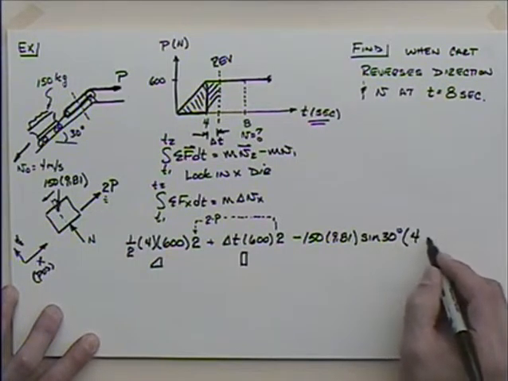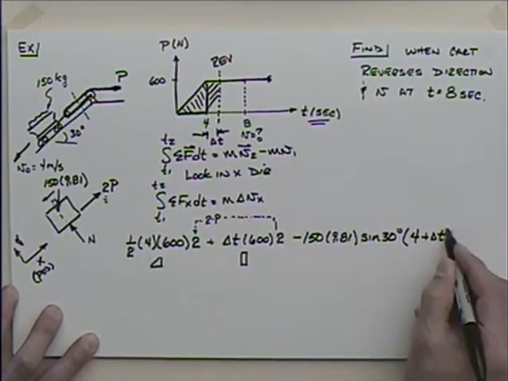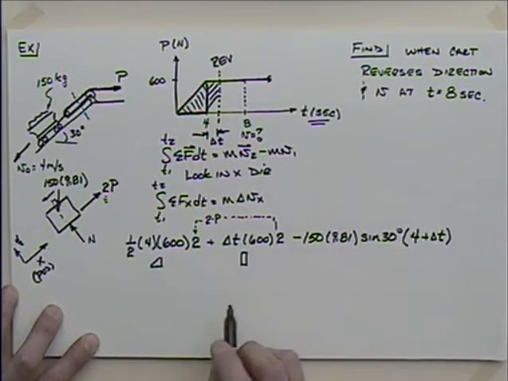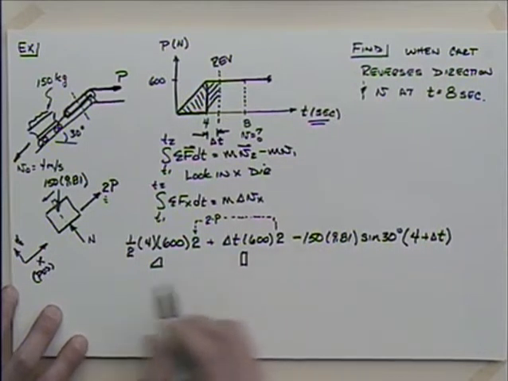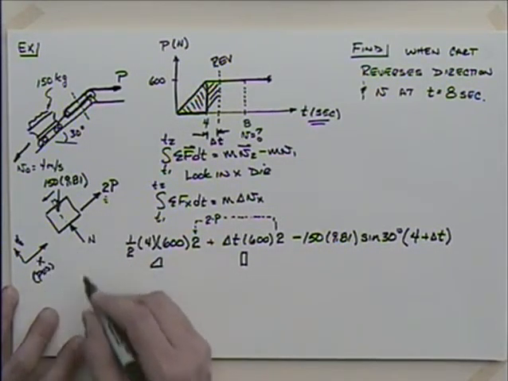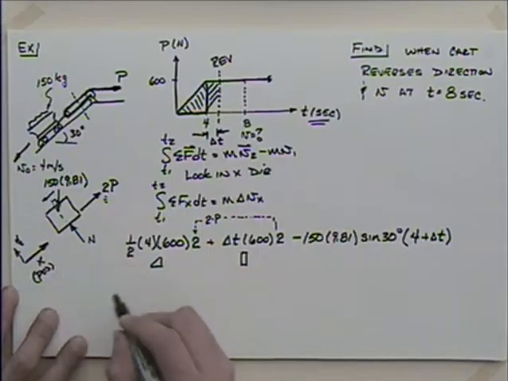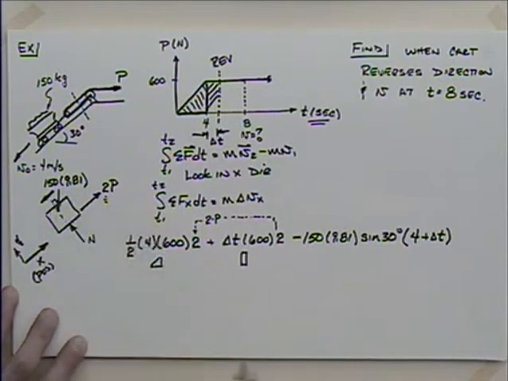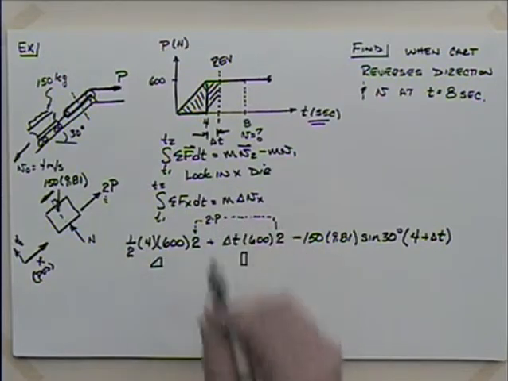4 for sure. And then what? Delta t. Okay, so I have my force times time. And the negative sign is because I've taken positive x up the ramp. Positive x is up the ramp, and this is clearly acting down the ramp.